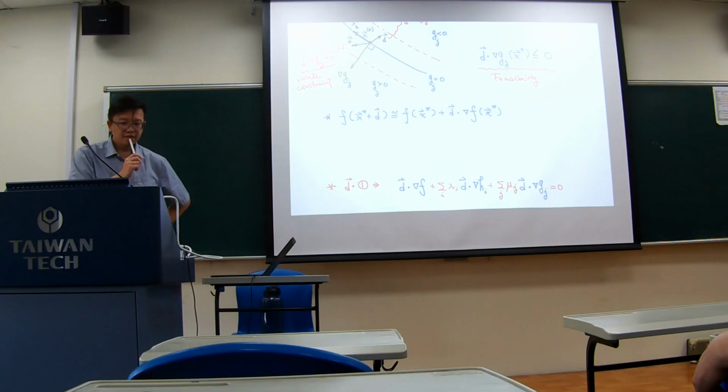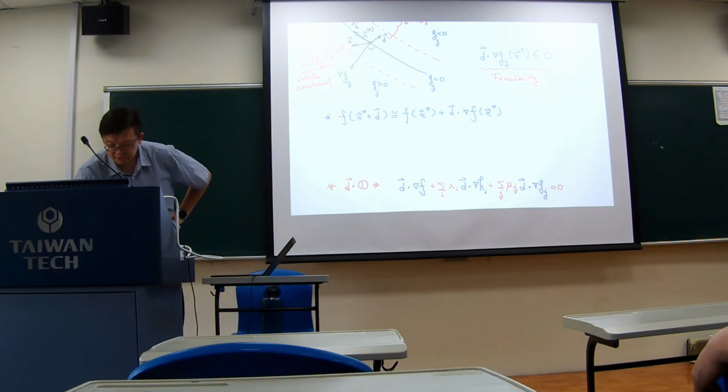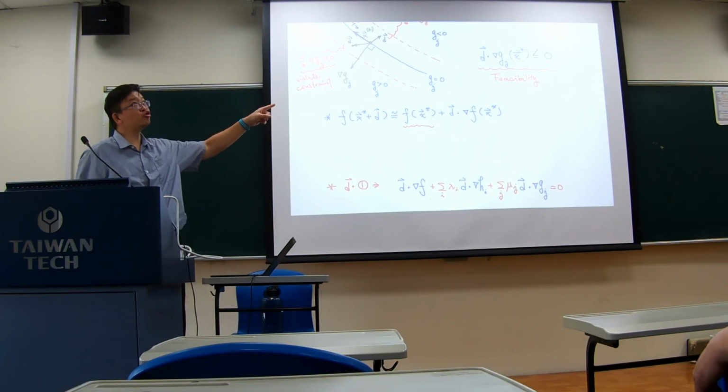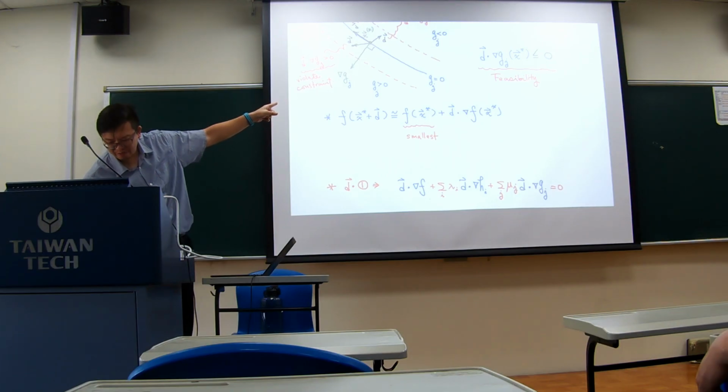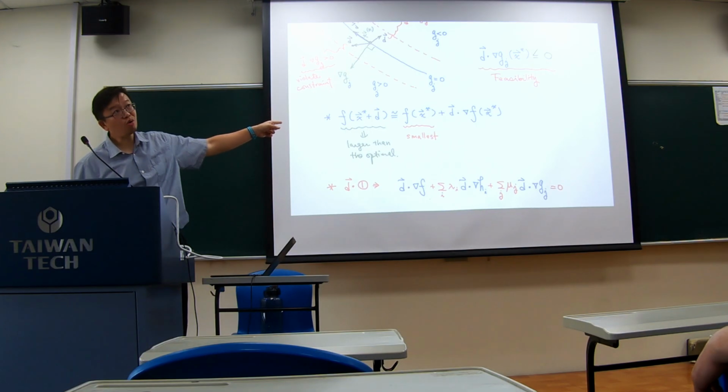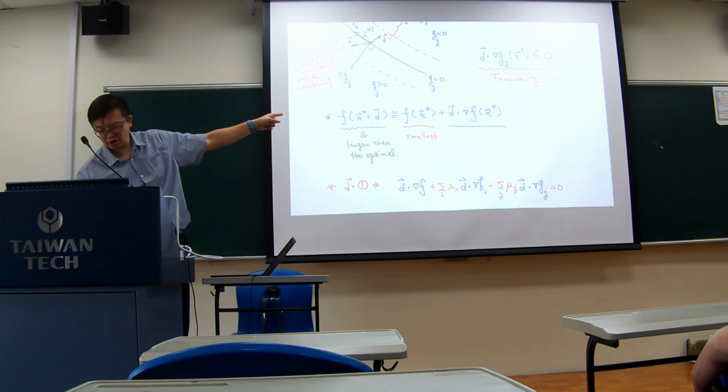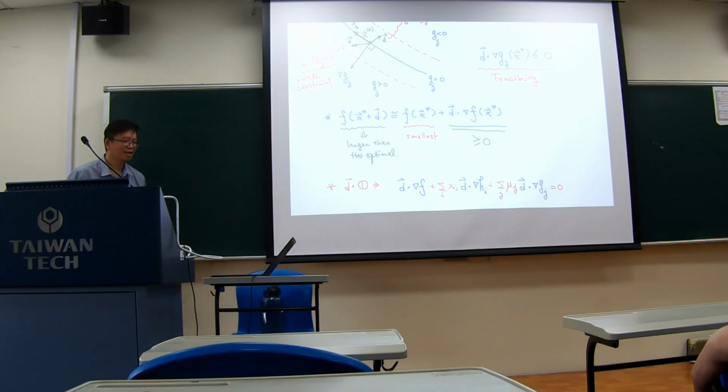But since this is the optimal, right? So you should have the smallest function value already. So no matter what kind of increment you do, it will be larger than the optimal. So what does that mean? That means this term will be positive or zero. Okay.